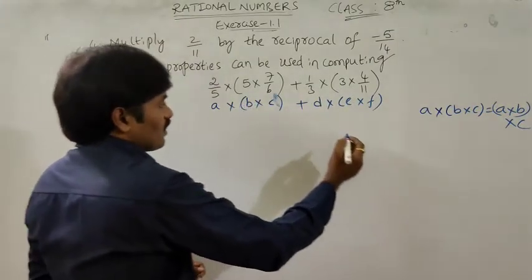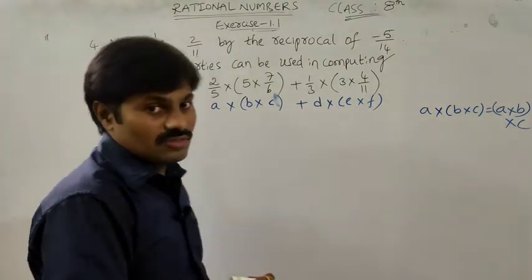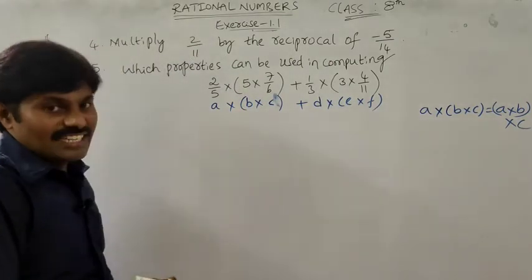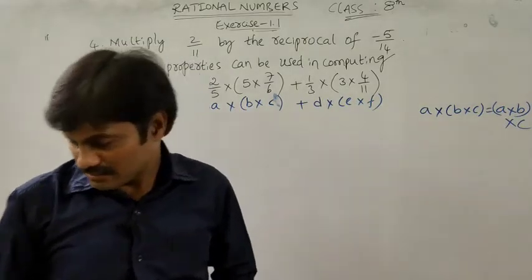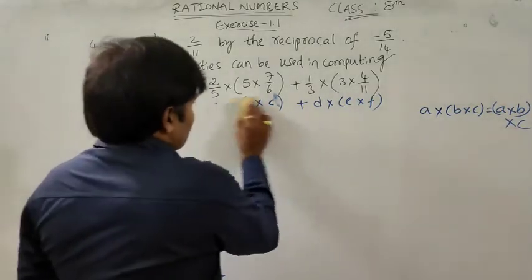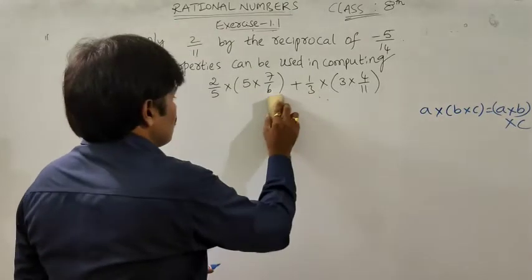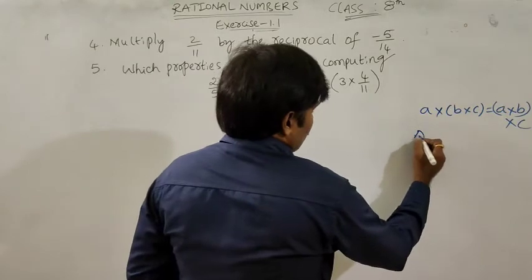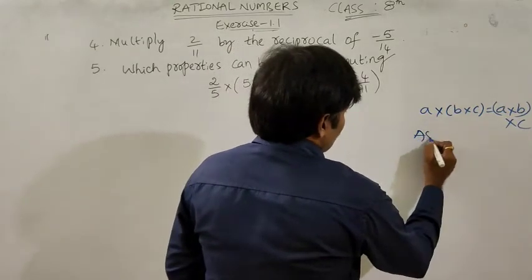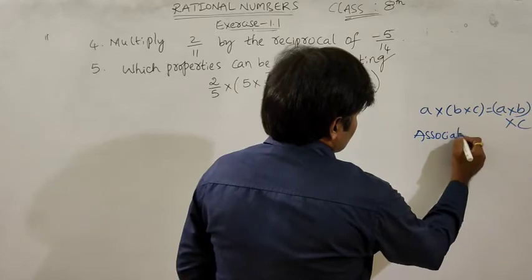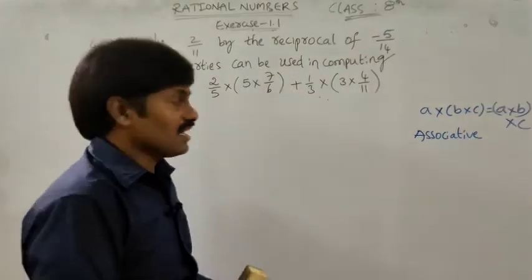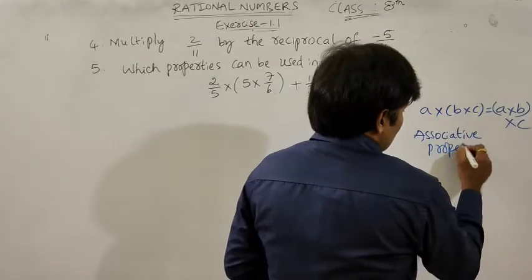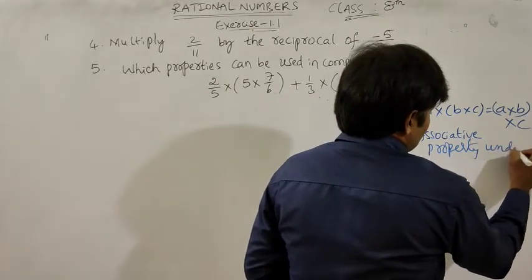So the first one we are going to apply is the associative property under multiplication. So what are we going to apply? Associative property under multiplication. Okay, clear? First one clear. Which property are we applying? Associative property. a into b into c means it is associative property under multiplication.